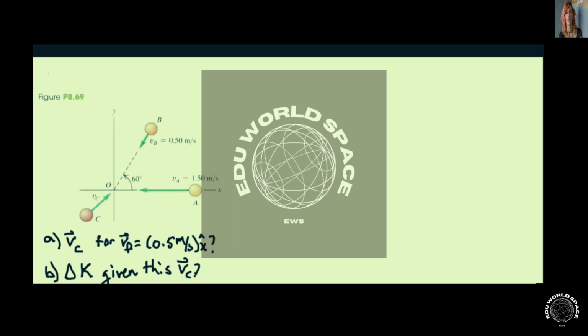So we're told the masses of these: 0.3 kilograms and 0.05 kilograms. Now these are moving around on a frictionless table, so we know that the total momentum is going to be conserved.